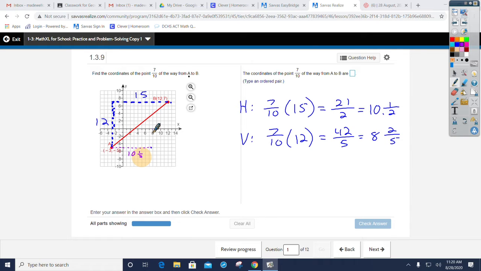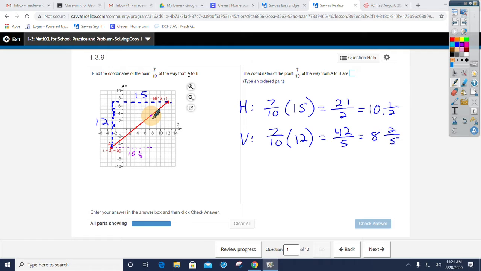So I know that's where I'm going to be, and then I'm going to go up 8 2/5. Now this is a little tricky because of the 2/5, but you're going to go up 8. So there's 1, 2, 3, 4, 5, 6, 7, 8 2/5. Look at it. Remember, it should hit that line exactly, and it does. So that's at 8 2/5.